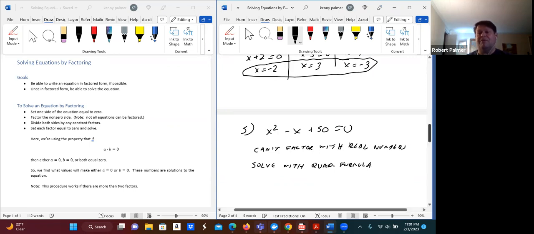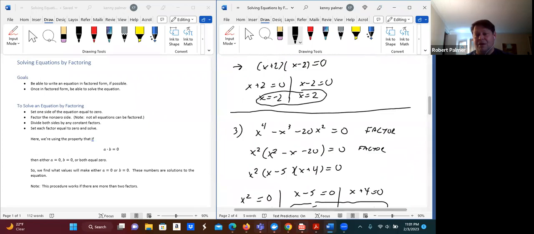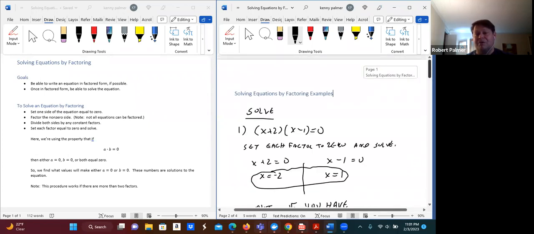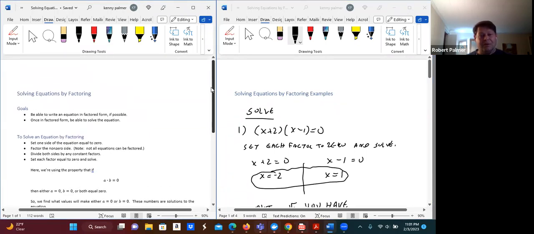So just remember, not everything can be factored, but if it can be factored, you can set one side equal to 0. Then if you can factor that, you can solve it this way. So what we learned are basically the procedure to solve by factoring: set one side equal to 0, then if you can factor the other side, like we've done here, you can use this. But if not, we have to use another method.